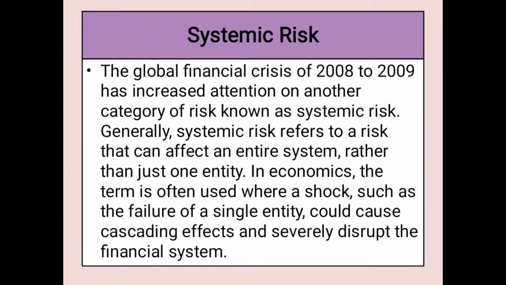Then there is a final type of risk, that is systemic risk, not systematic risk. Remember this word, be clear. Systemic risk. The global financial crisis of 2008 and 2009 has increased attention on another category of risk known as systemic risk. It is a risk that affects the whole system. Generally, systemic risk refers to a risk that can affect an entire system rather than just one entity. In economics, the term is often used where a shock, such as the failure of a single entity, could cause cascading effects and severely disrupt the financial system.